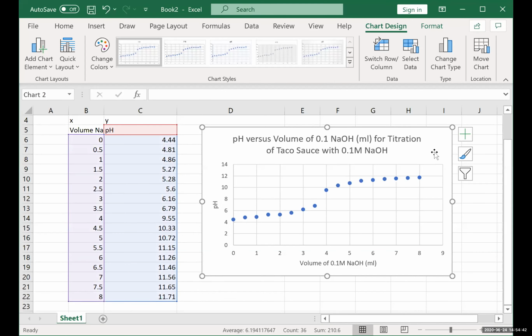So is everyone at this point in their procedure? How's everyone doing so far?